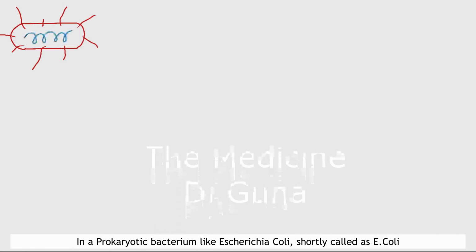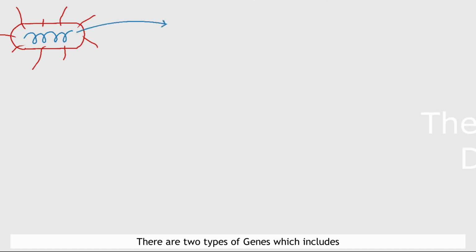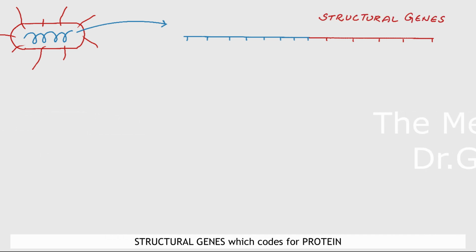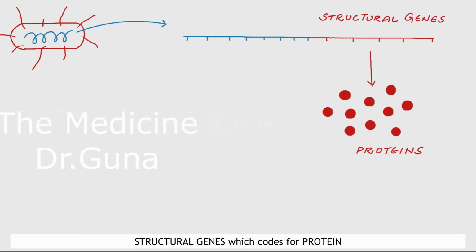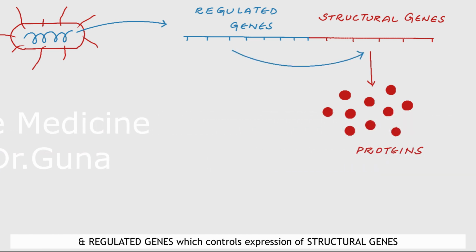Let's continue the gene series, and the topic is the operon. In a prokaryotic bacterium like Escherichia coli, shortly called E. coli, there are two types of genes that include structural genes which code for the proteins and the regulated genes which control expression of structural genes.